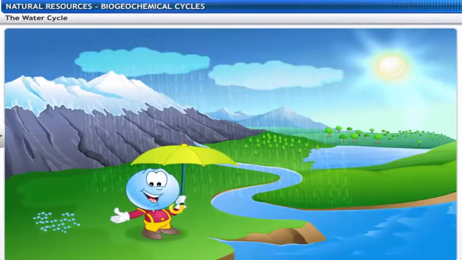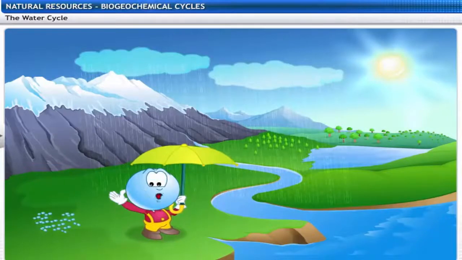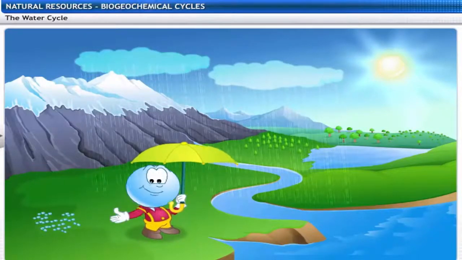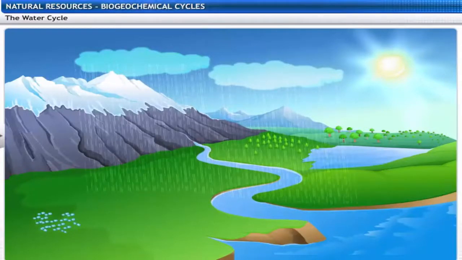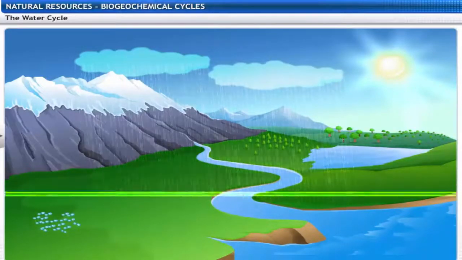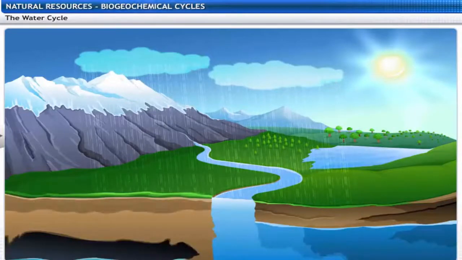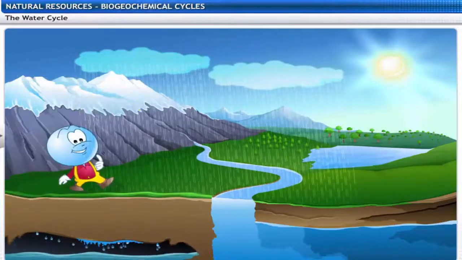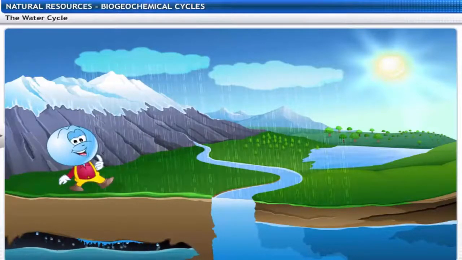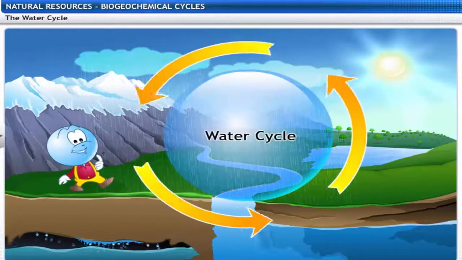Wow, it's raining here. Do you know what happens to the rainwater now? Where does it go? Much of the rainwater flows into the water bodies and eventually runs off into the ocean. Some of it penetrates the Earth's surface and is logged as groundwater. Now I get it. This is how water is maintained in the biosphere by the water cycle.